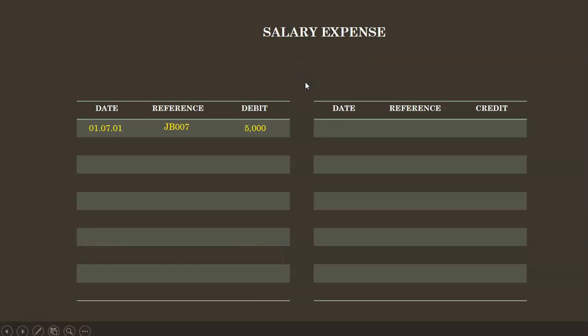Next is salary expense. And we have here 5,000. Let us get the total na lang.